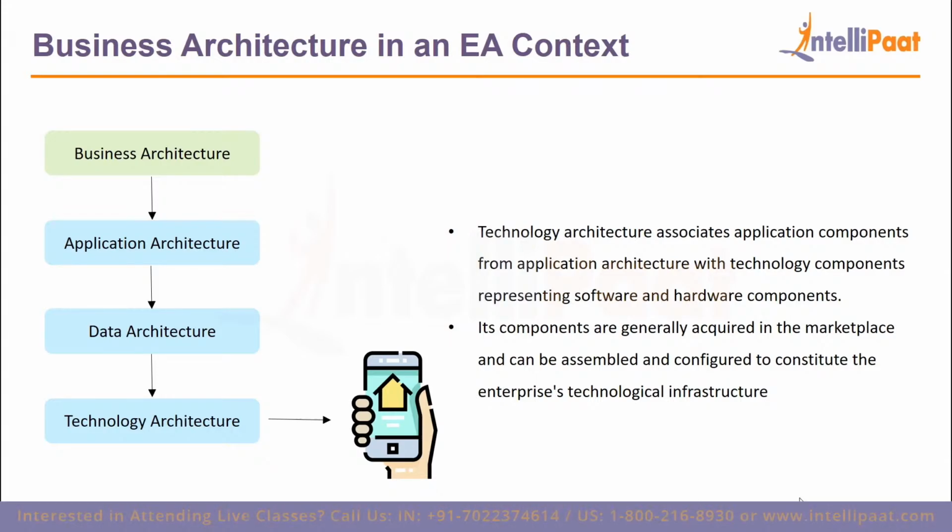So that is the sub part of the technology architecture as well. Technology architecture associates the application components from application architecture with technology components representing software and hardware components. Its components are generally acquired in the marketplace and can be assembled and configured to constitute the enterprise technological infrastructure. So the entire business architecture comprises a lot of things related to the application, the data, as well as the technology. So this was all about the business architecture.